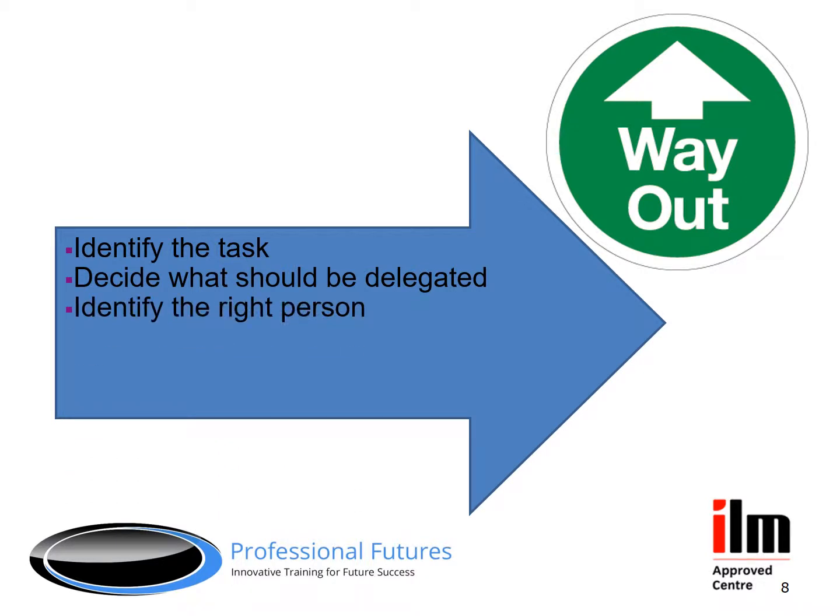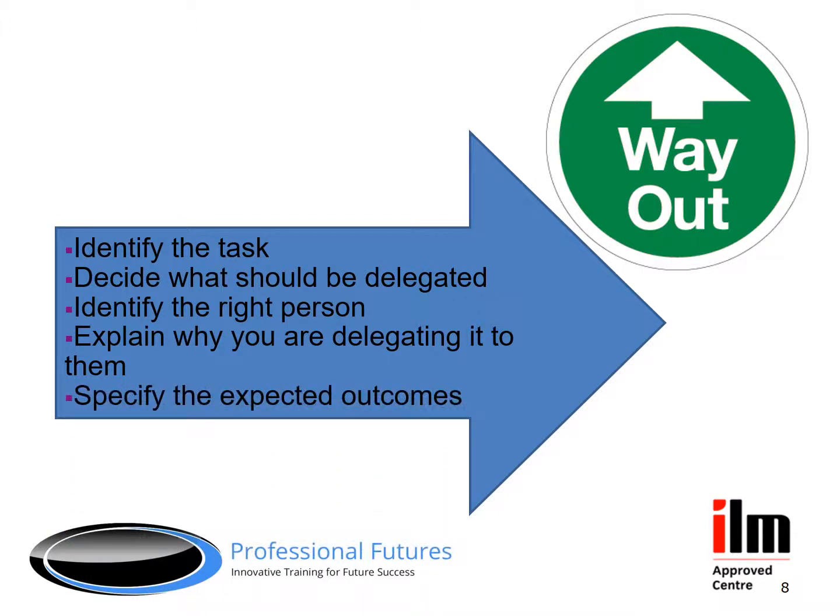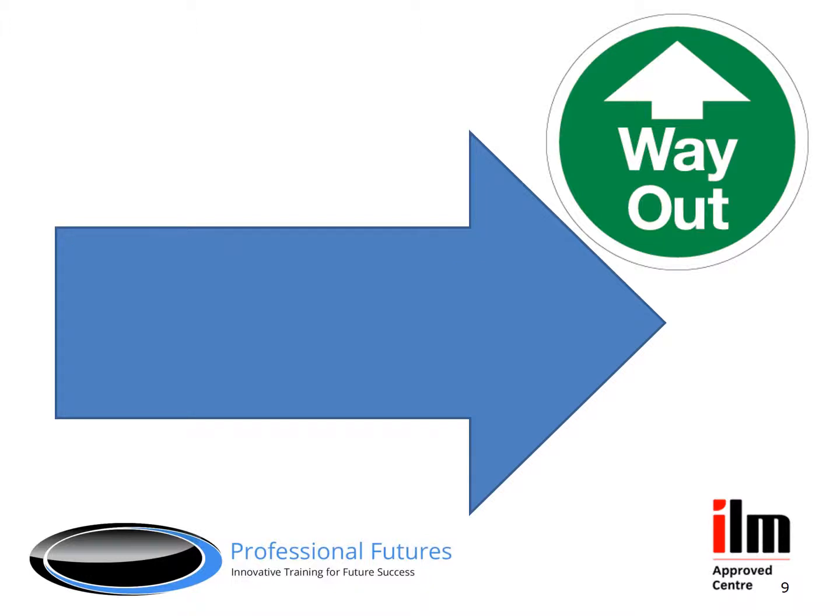We need to identify the right person for that task, so look at your team, figure out who's got the best skill set, who perhaps needs developing in that area, or who actually is less expensive. You then need to explain why you're delegating that task to them, and this might involve you selling it to them a little bit. And very, very important, you should specify the outcomes of that particular task. So what is it that you're looking to achieve from giving them that task?